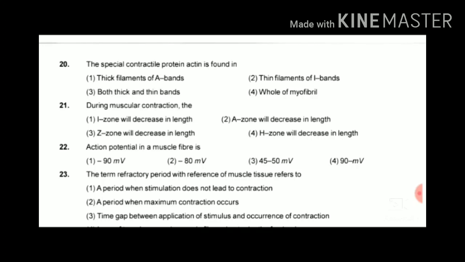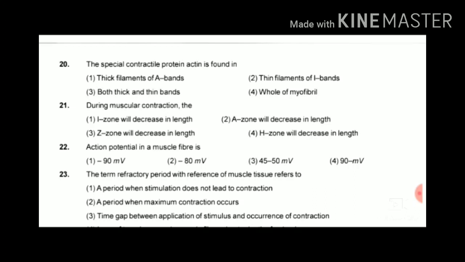The special contractile protein actin is found in number 1, thick filament of A band, number 2, thin filament of I band, number 3, both thick and thin band, and number 4, whole of myofibril. And the answer is option number 2, thin filament of I band. Thin filament is composed of actin and thick filament is composed of myosin. Next is question number 21.